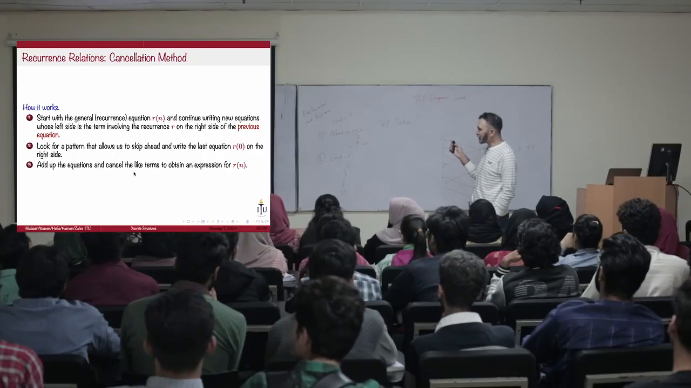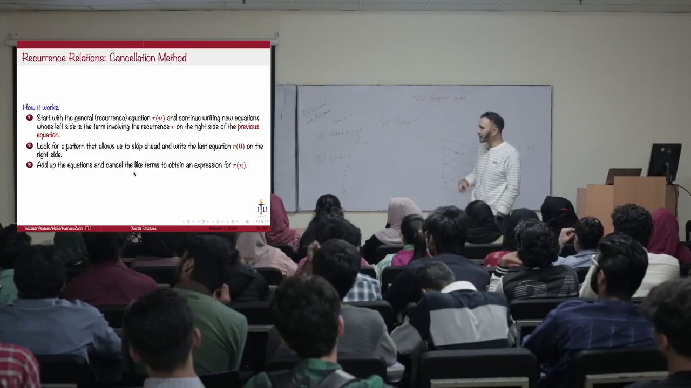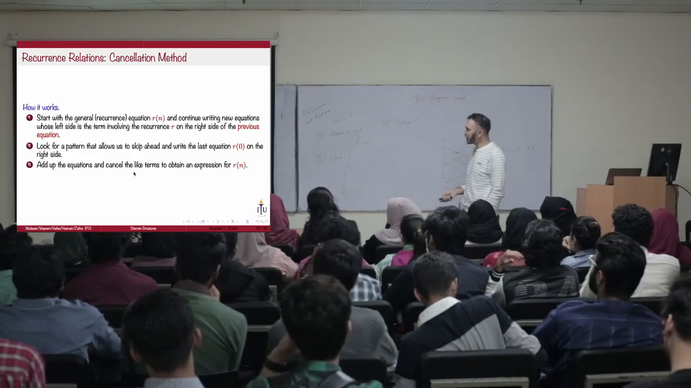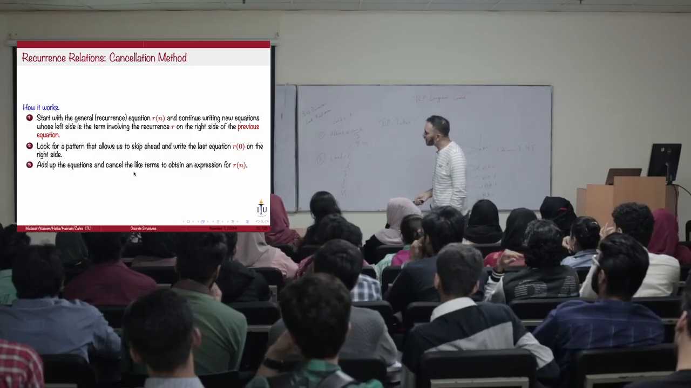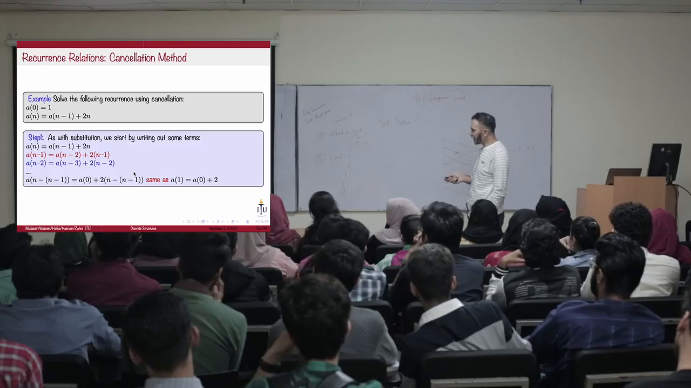Okay, so the cancellation method, as the name suggests, is about cancelling the terms of the recurrence after unraveling them. Let me show you an example instead of reading through this thing. Okay, so here's a recurrence.